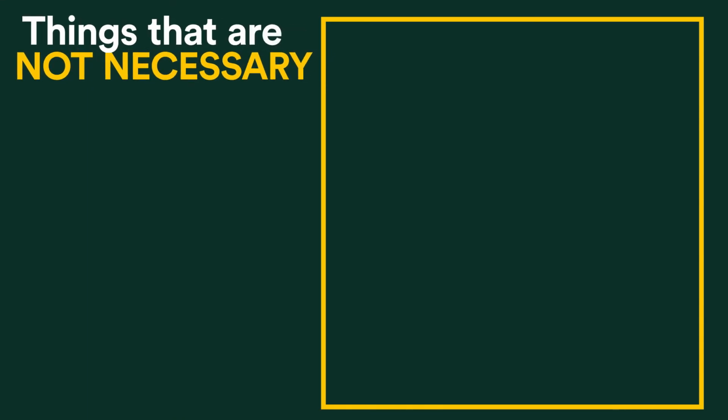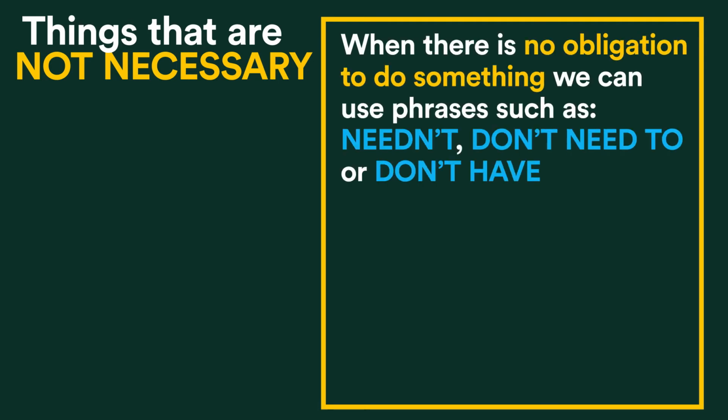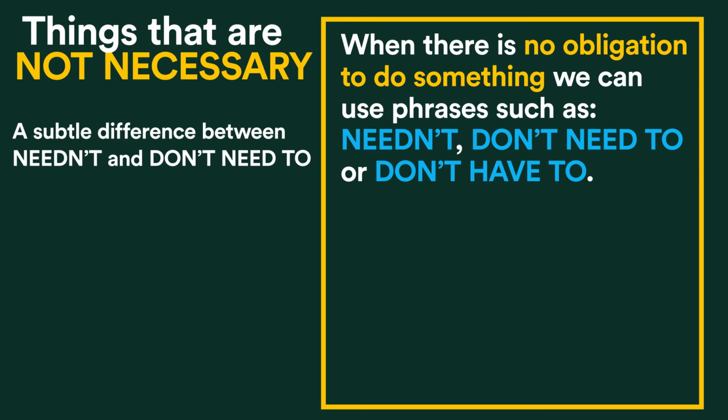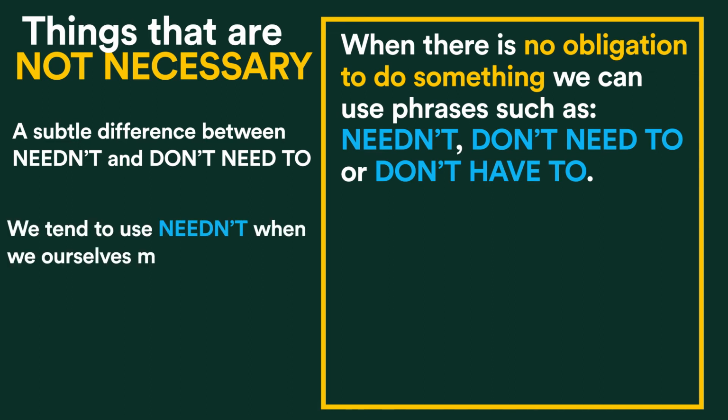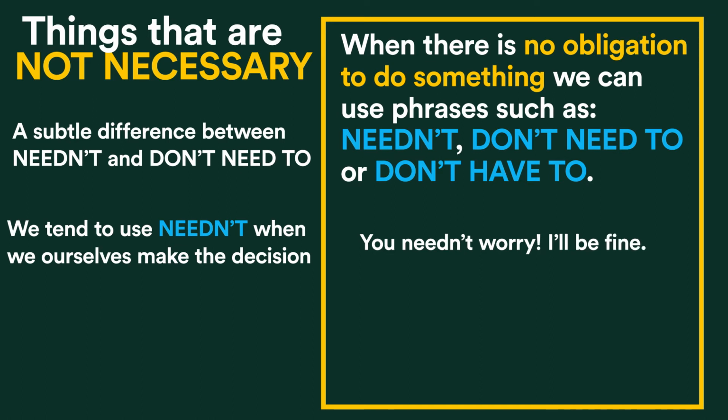Let's now look at things that are not necessary. When there is no obligation to do something, we can use phrases such as needn't, don't need to, or don't have to. Now, here is a subtle difference between needn't and don't need to. We tend to use needn't when we ourselves make the decision. For example, you needn't worry, I'll be fine.